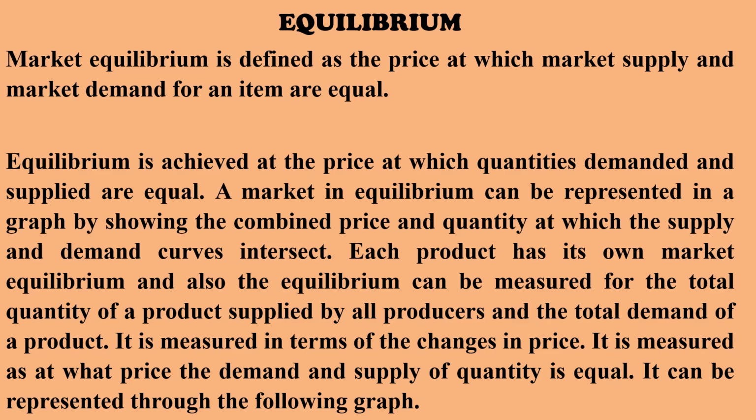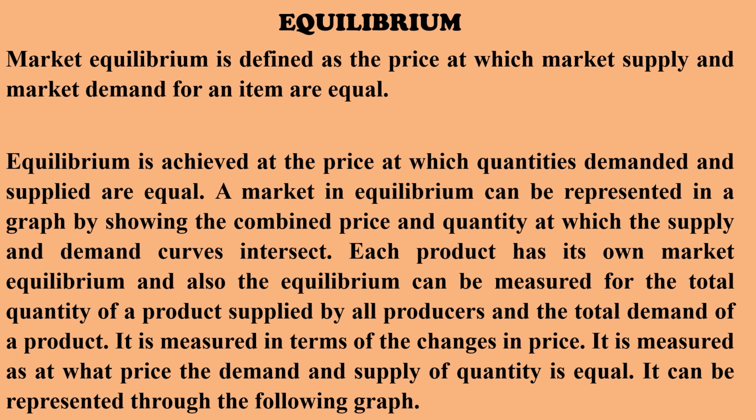Equilibrium. Market equilibrium is defined as the price and quantity point at which market supply and market demand for an item are equal. Equilibrium is achieved at the price at which quantities demanded and supplied are equal. A market in equilibrium can be represented in a graph by showing the combined price and quantity at which the supply and demand curves intersect. Each product has its own market equilibrium, and also the equilibrium can be measured for the total quantity of a product supplied by all producers and the total demand of a product.